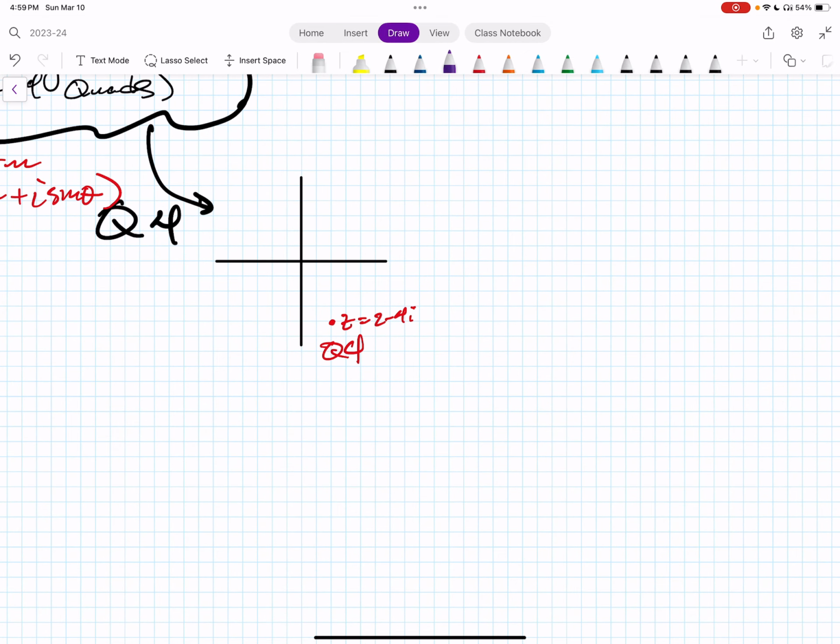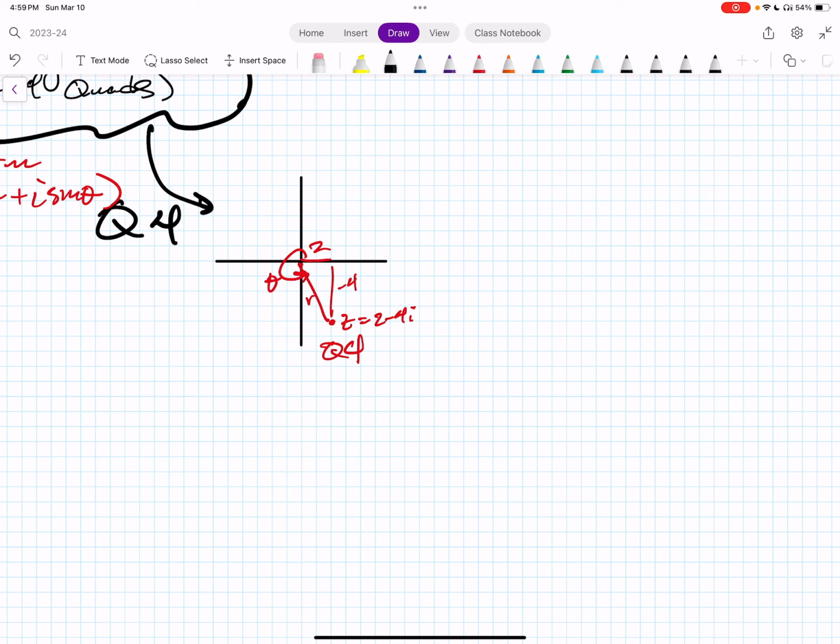Here on this one, we will write negative 2, negative 4. There's the radius here, and the polar angle is between 270 and 360, right? Because we're talking about a quadrant 4 angle.